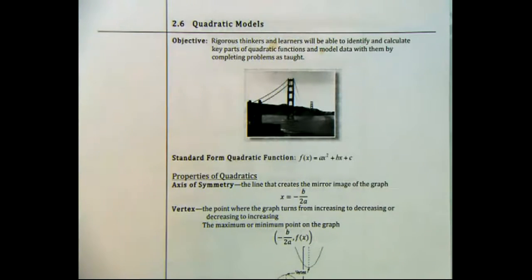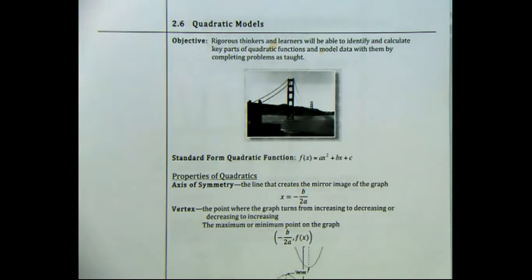All right, let's go ahead and get started here. So 2.6, we talked about exponential functions in 2.4, 2.5, okay? And 2.6 is about quadratic models now. So another model that's very, very commonly used in the real world, especially when we talk about motion and projectile motion, we use quadratic models, okay? So our objective for the day, rigorous thinkers and learners will be able to identify and calculate key parts of quadratic functions and model data with them by completing problems as taught, okay?